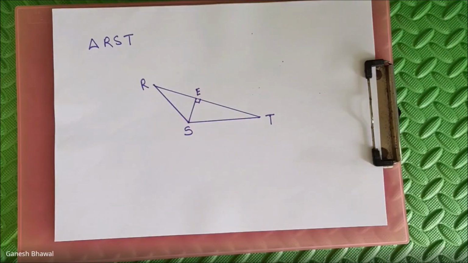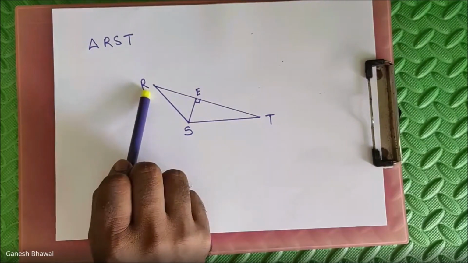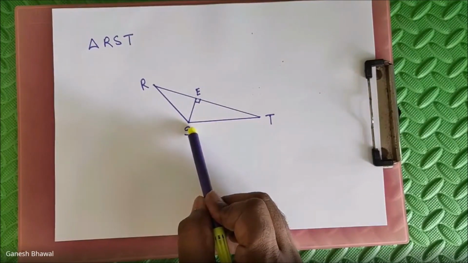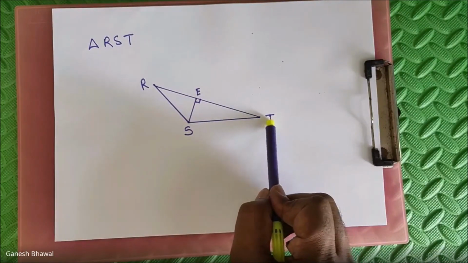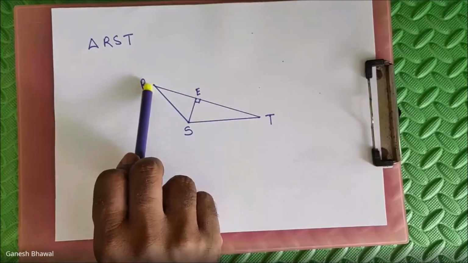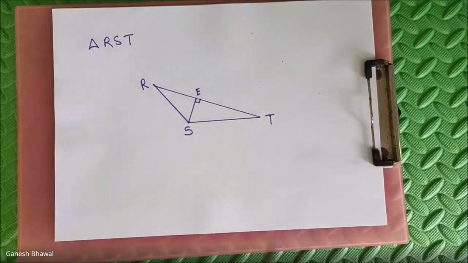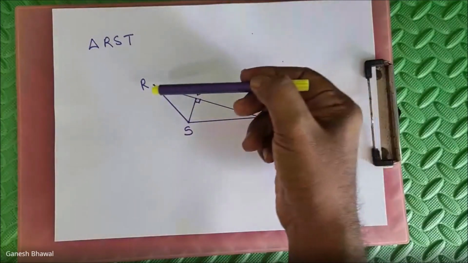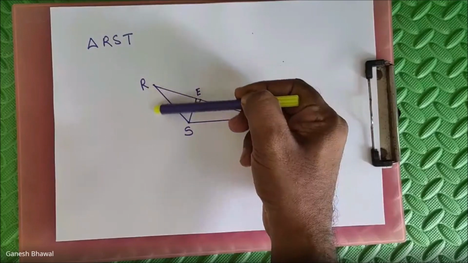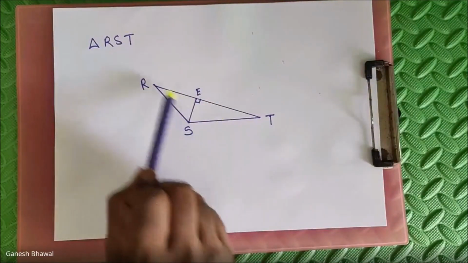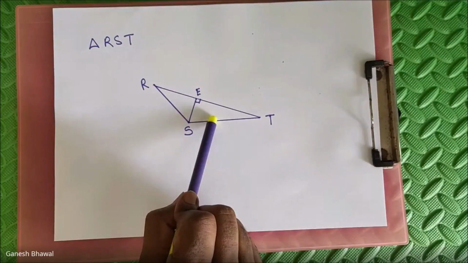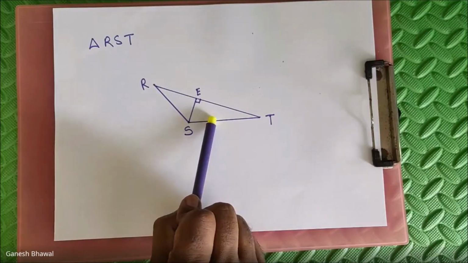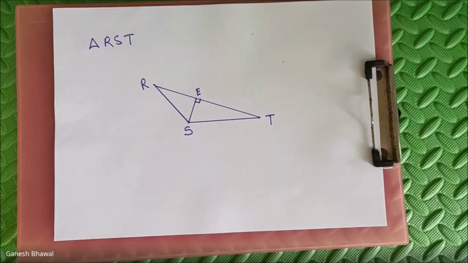Now the question arises, from vertex R, its opposite side is ST. Can we draw an altitude from vertex R on its opposite side ST? Because when we try to draw a perpendicular, it will come somewhere here. If you try to draw here, it will not make 90 degrees. The perpendicular will not come. So we have to do some adjustment for this.